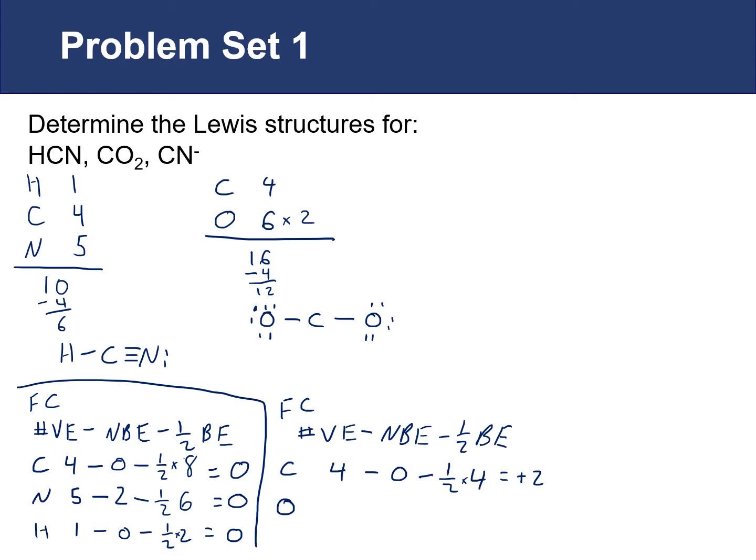Our oxygens each bring with them 6. Each of the oxygens has 6 non-bonding electrons, and each has a single bond. So 1/2 of 2 is 1. Doing that gives us a -1 on each one of our oxygens.